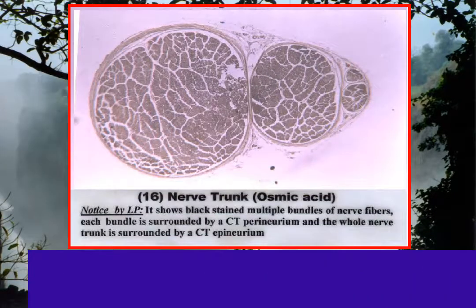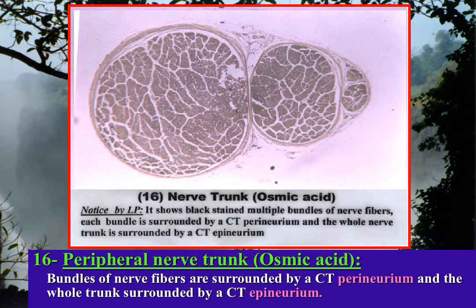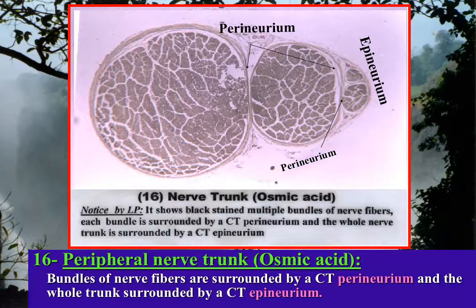Peripheral nerve trunk, stained with osmic acid for examining the myelin sheath, by low power, showing multiple black stained bundles of nerve fibers separated by connective tissue perineurium, and the whole nerve trunk is surrounded by connective tissue epineurium.